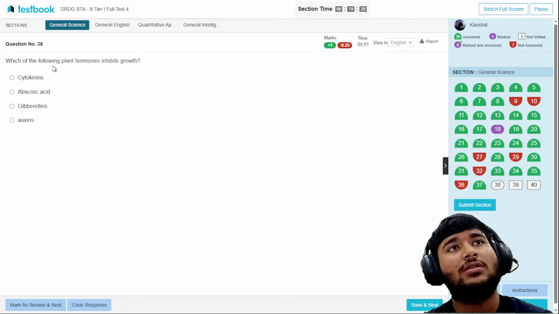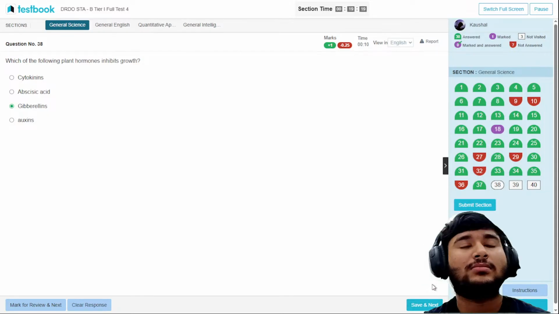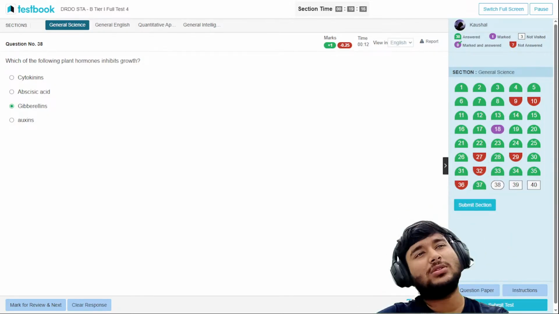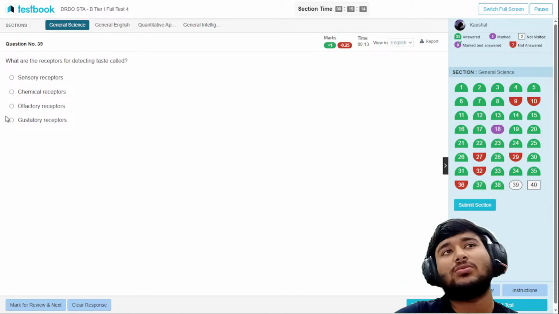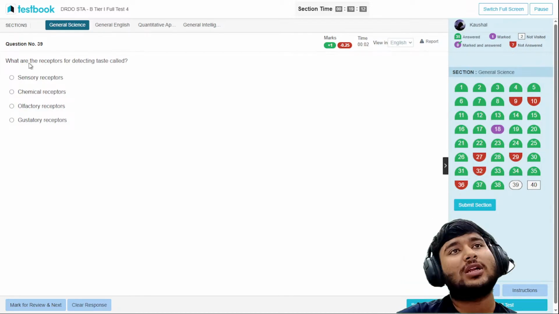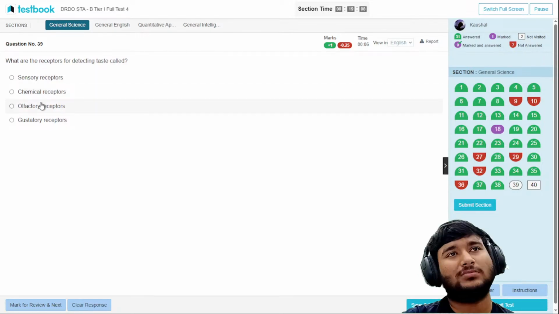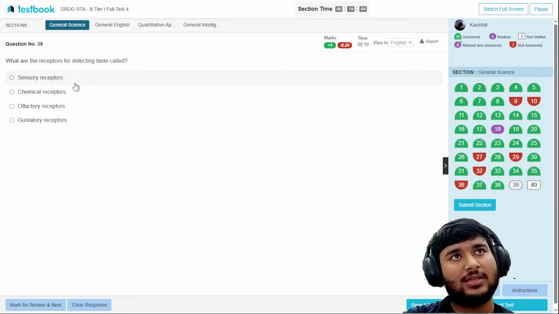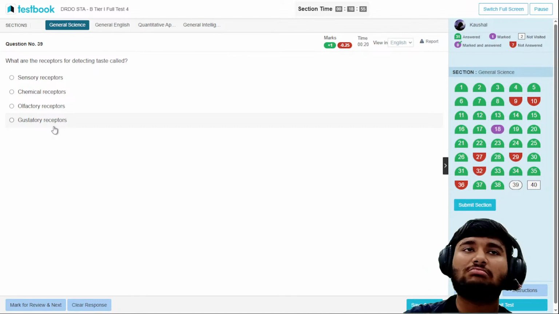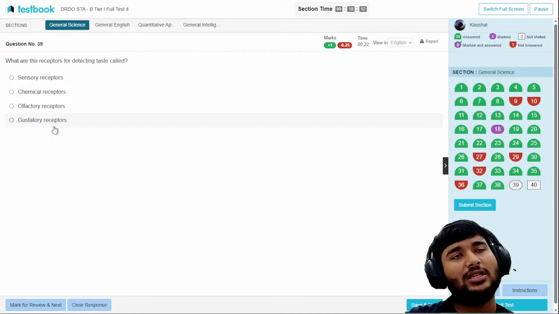Which of the following plant hormone inhibits growth? Gibberellin. Auxins भी हो सकते हैं. जिबरेलिन मेरे हिसाब से होगा. What are the receptors for detecting taste called? Olfactory. Olfactory the smell है. Sensory receptors. Gustatory. Chemical. Olfactory taste. Sensory receptors are gustatory. Gustatory.